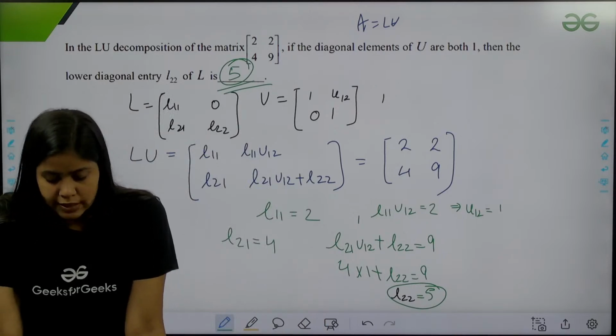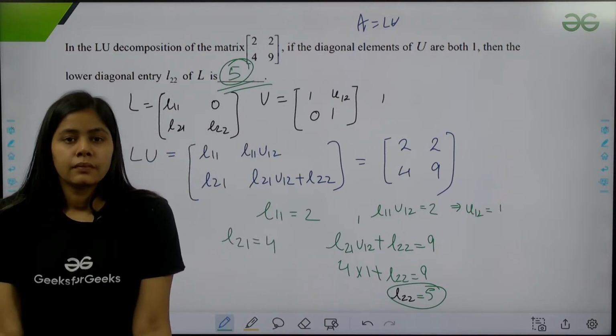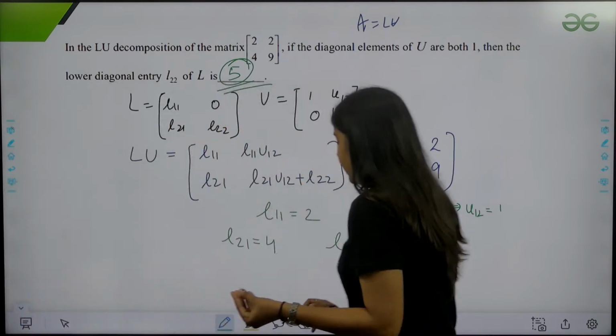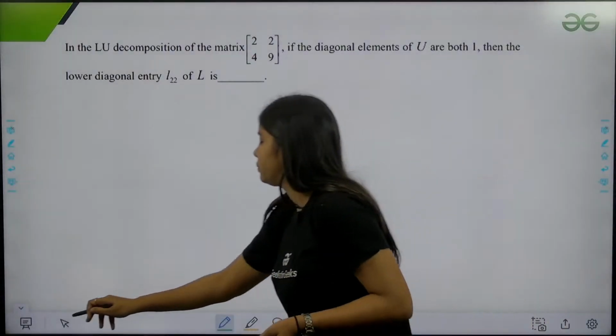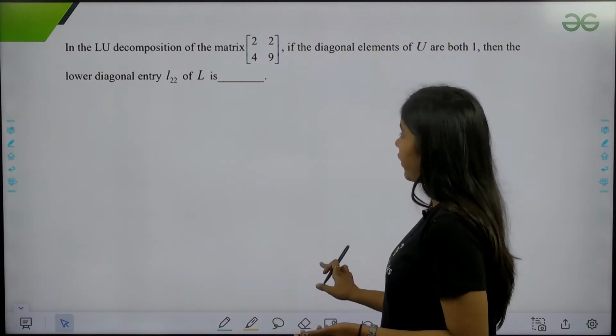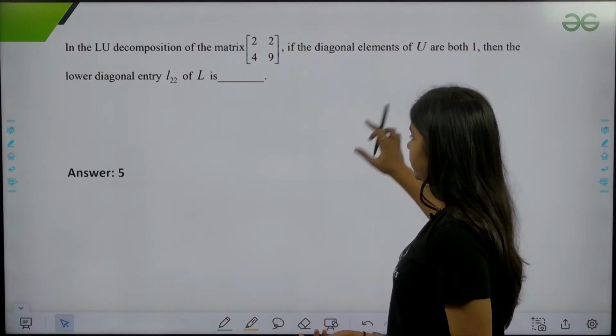Right? Any confusion guys in this question? I hope there will be no confusion. Let's see the next question. 5 is the answer here.